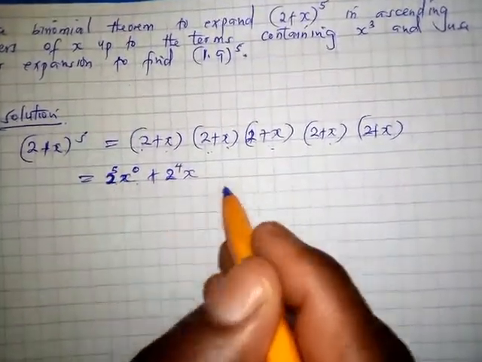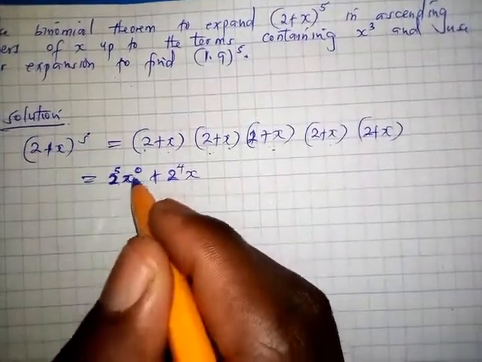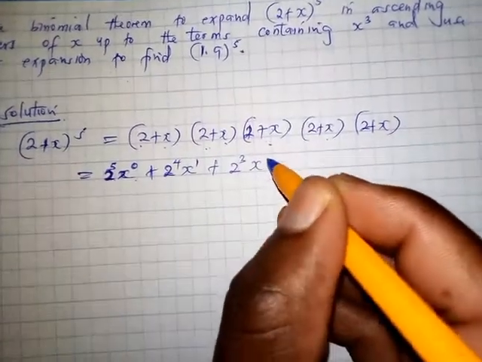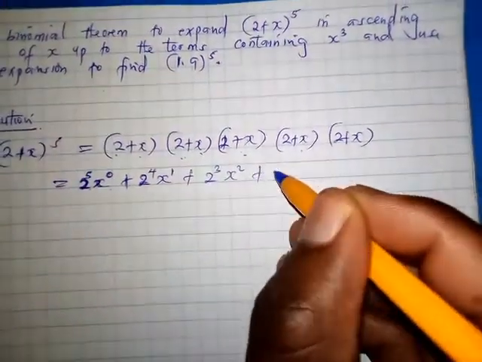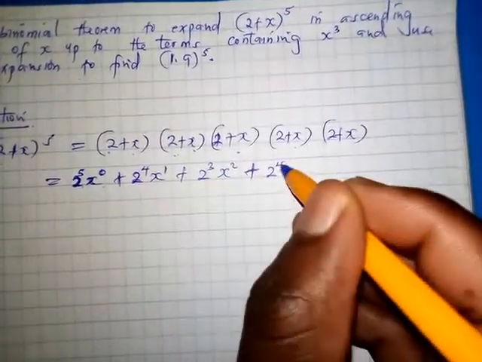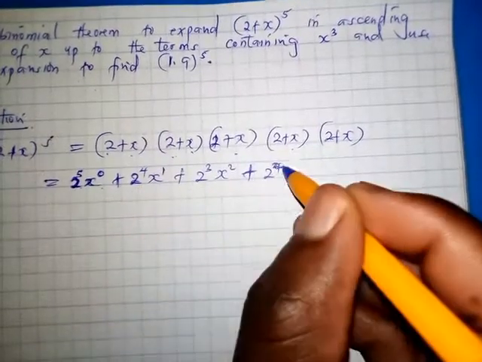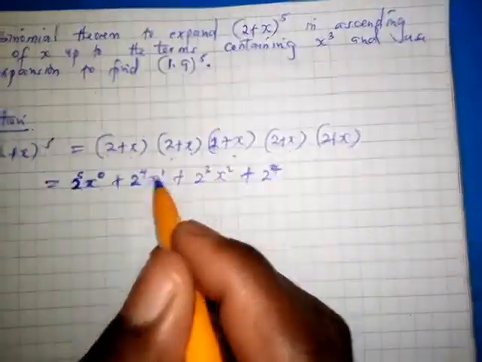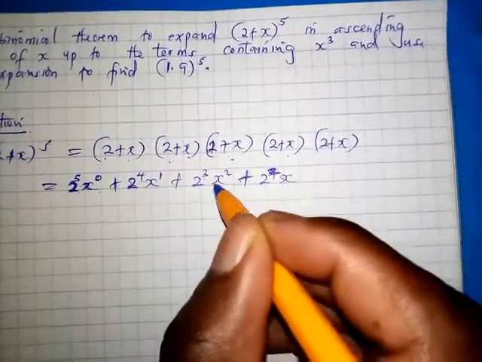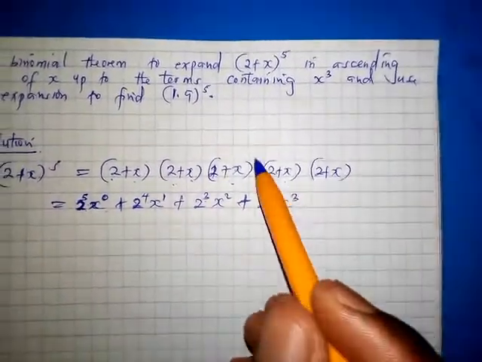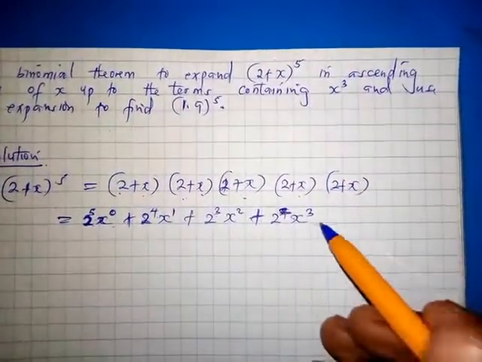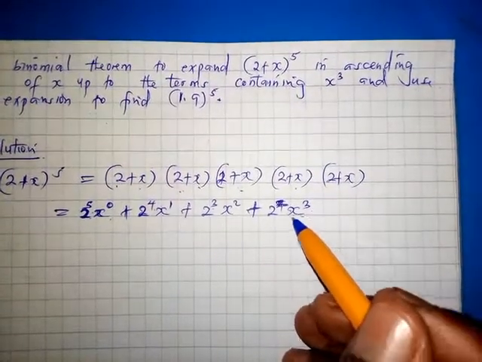Remember, the powers of 2 are decreasing while the powers of x are increasing. Then 2 to the power 3 with x squared, plus 2 squared with x cubed. The question is asking us for terms up to x cubed, so already we have reached x cubed.